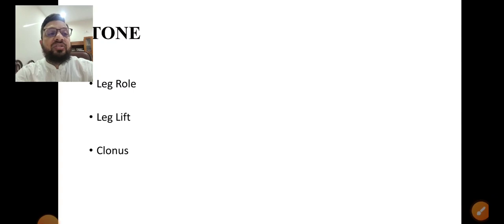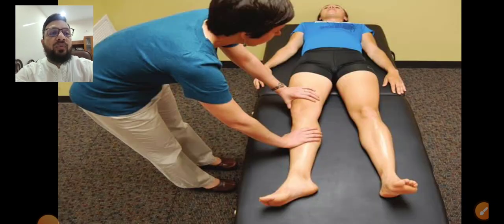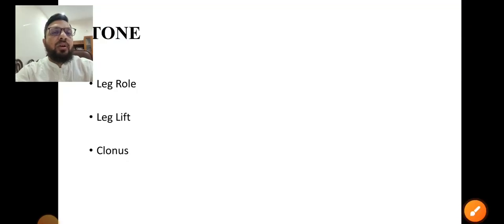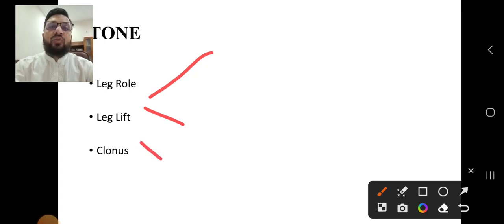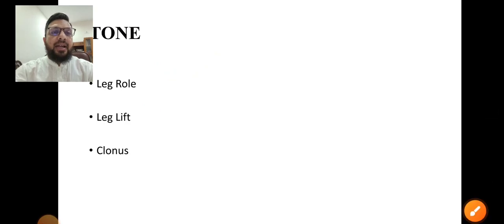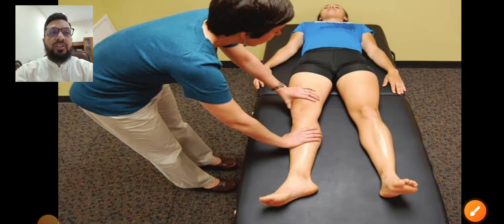Then there is tone. Then you have to perform the tone. So there are three tests for tone. Number one is leg roll, number two is leg lift, and number three is clonus. So there are three tests which are performed to judge the tone of the patient's lower leg, and this is how you perform it.